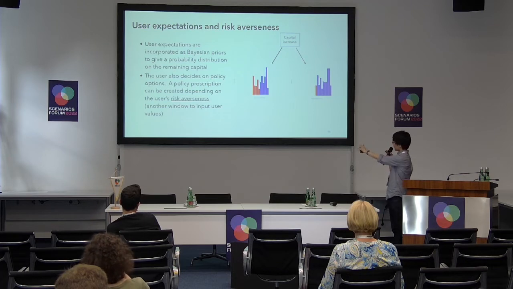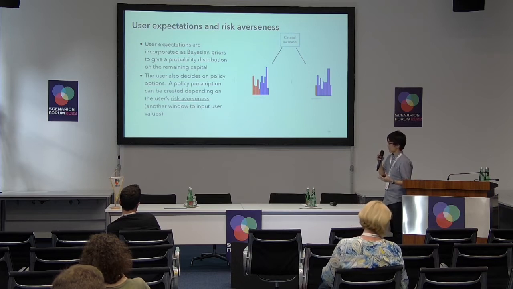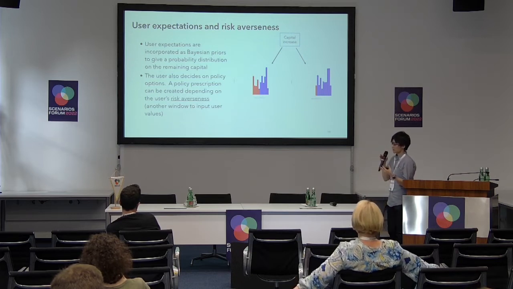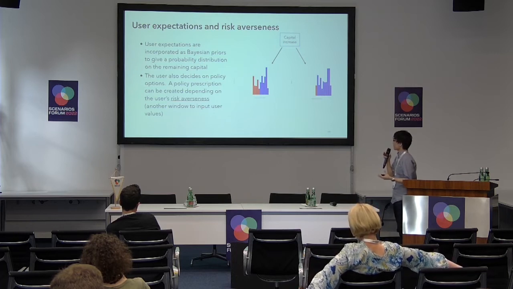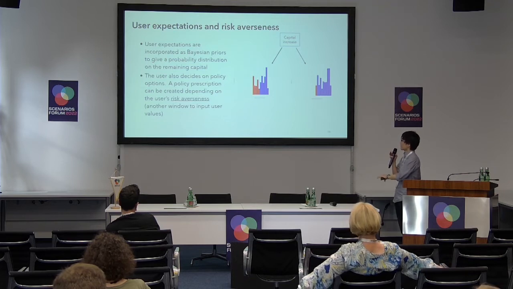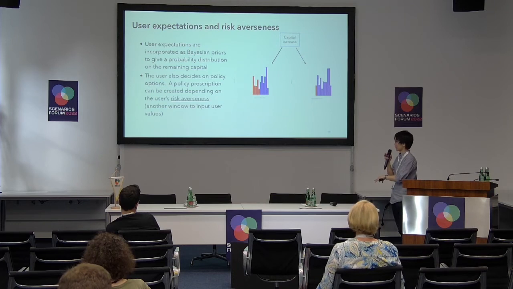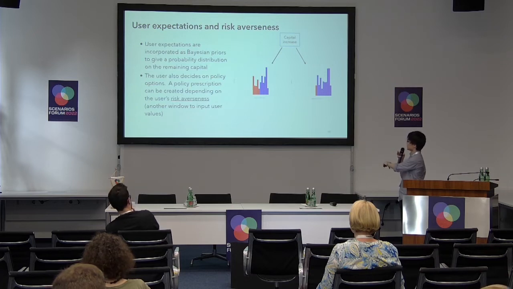The user can compare these two and make a decision, but rather we could also make the user choose some risk averseness. So if the user is risk neutral, the user might want to choose a policy that just gives a positive value on average, a positive capital remaining on average. So the user would choose the capital increase value on the left, and if the user is very risk averse, they would choose a capital increase value that would lead to the distribution on the right.